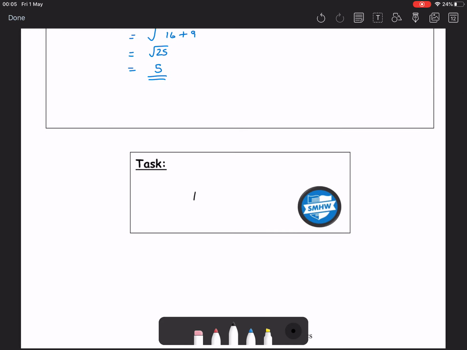For some examples to work through, again, these are detailed within the PowerPoint.